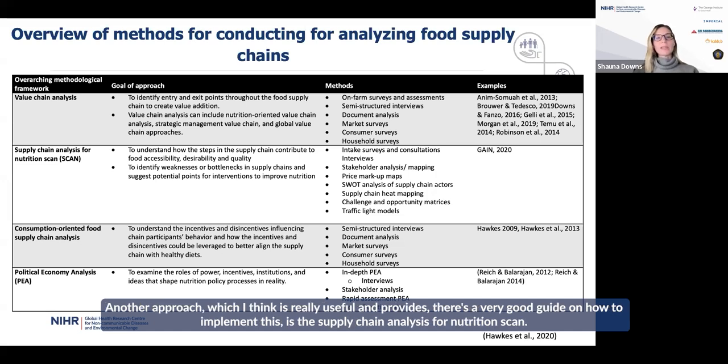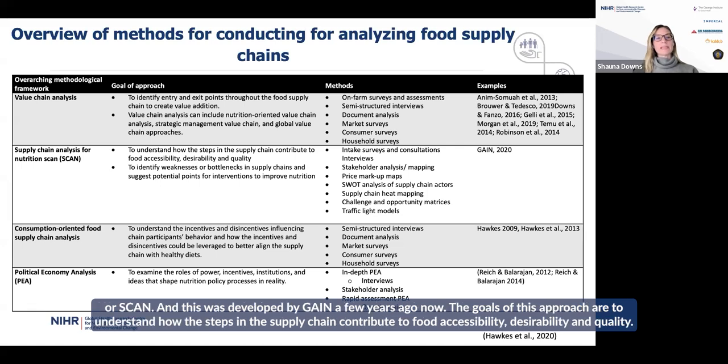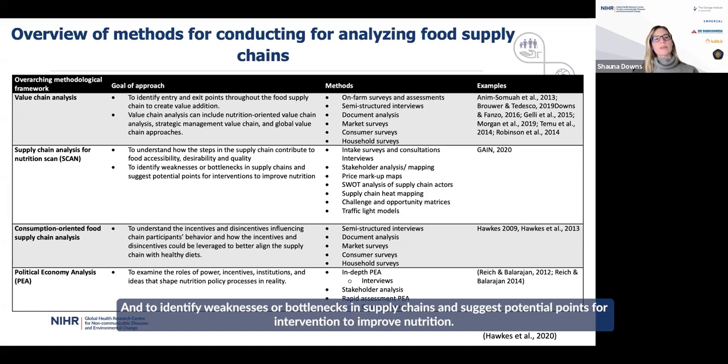Another approach, which I think is really useful and there's a very good guide on how to implement this, is the Supply Chain Analysis for Nutrition, or SCAN. And this was developed by GAIN a few years ago now. The goals of this approach are to understand how the steps in the supply chain contribute to food accessibility, desirability, and quality, and to identify weaknesses or bottlenecks in supply chains and suggest potential points for intervention to improve nutrition.